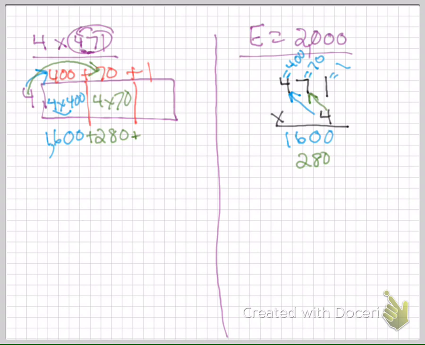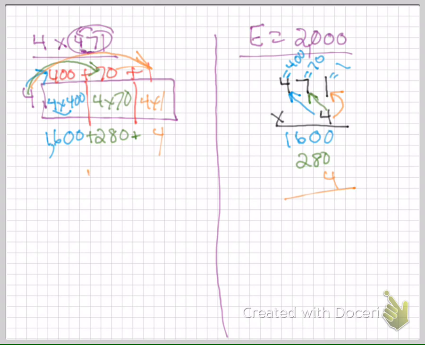Then the last thing we have to do is the ones column. The ones column has, oops, I don't want to use that color, I already used it. Let's try orange. Okay, now we're going to go 4 times 1. Okay, 4 times 1, which we know is 4. And we have the same thing on the algorithm side. 4 times 1 is 4.